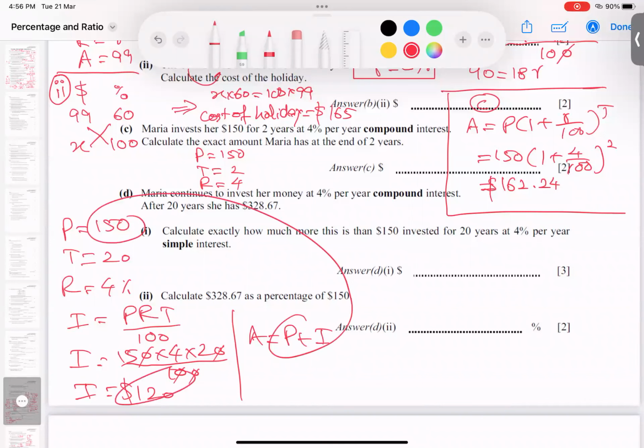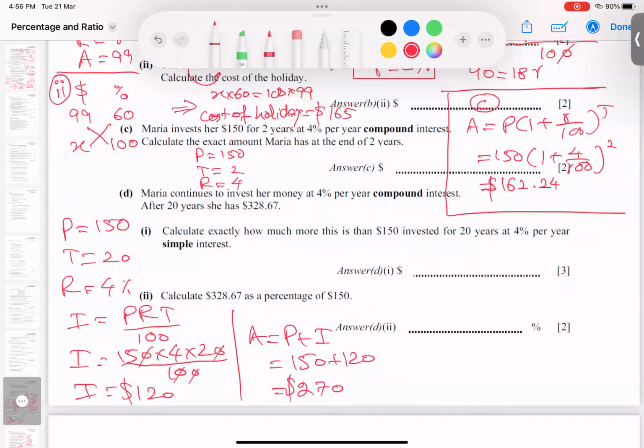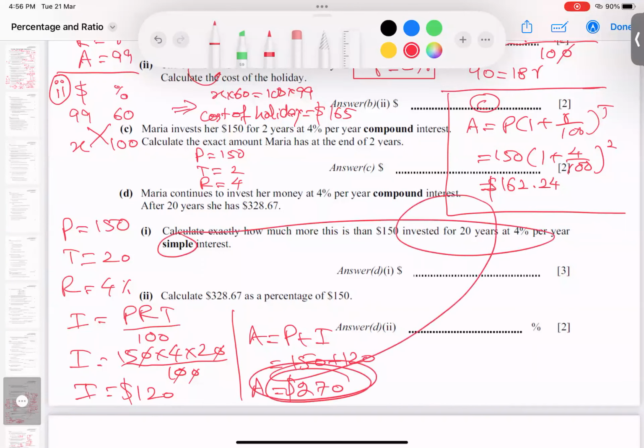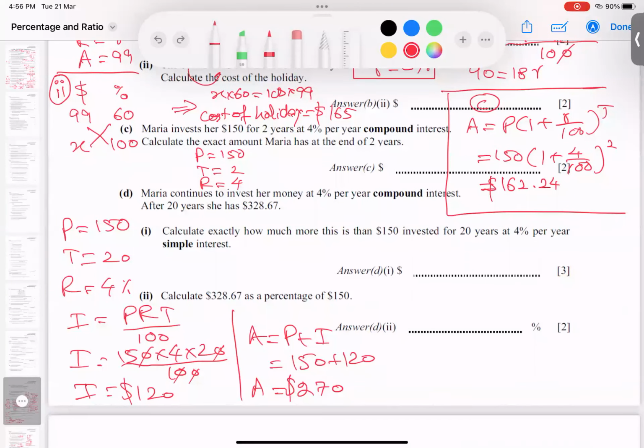So if I check both values, my students, his money is 150 and he is getting a profit of 120, so $270 he will get after 20 years. This is by simple interest, you know it. But this is compound interest. So he is asking us how much more she will get. Maria will get it by compound.